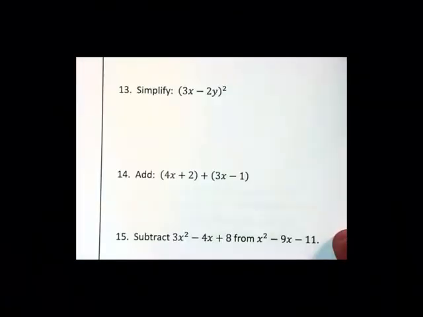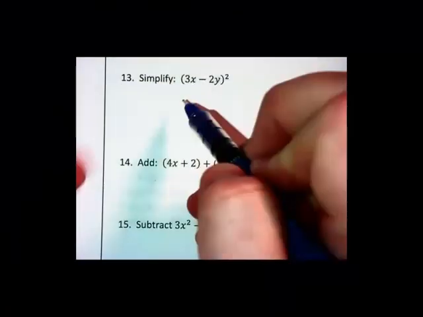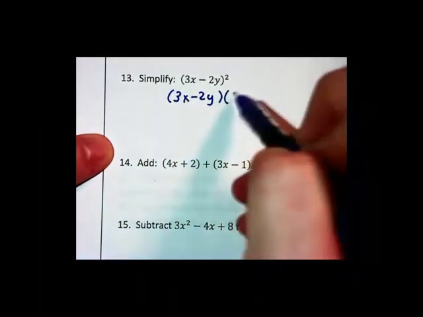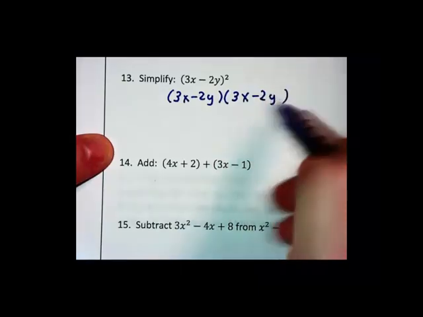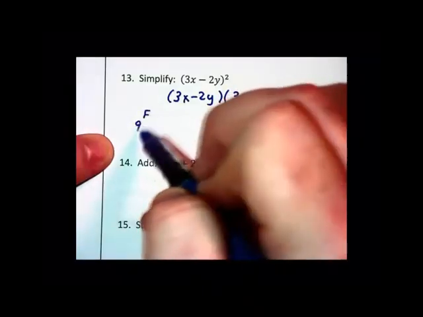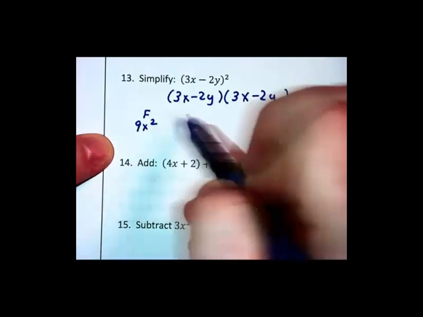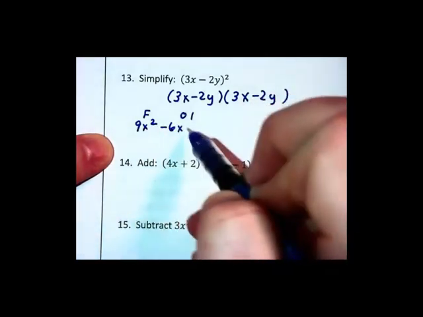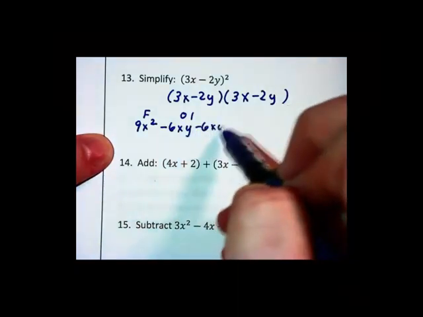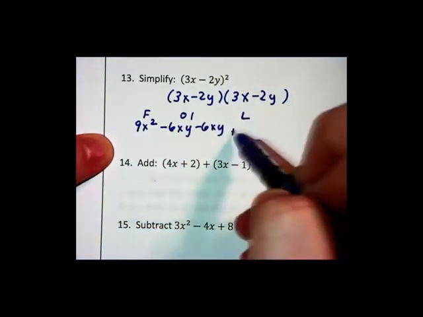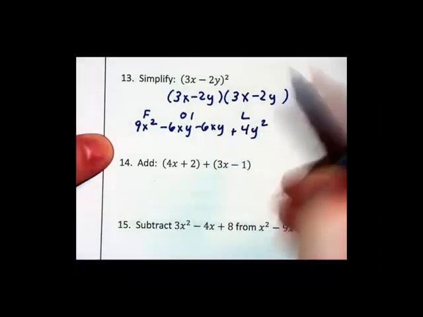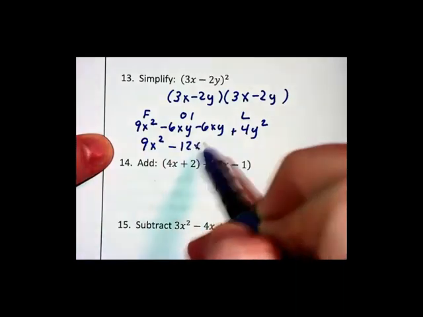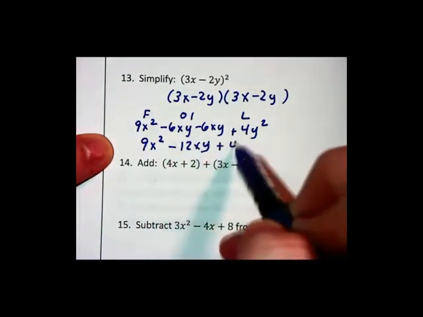This next problem becomes a FOIL problem. We have 3x minus 2y getting multiplied by itself. The first term of FOIL gives us 9x squared. The outer and the inner are each going to be minus 6xy. And the last term will be plus 4y squared. So combining those middle terms, we have minus 12xy in the middle, plus the 4y squared.